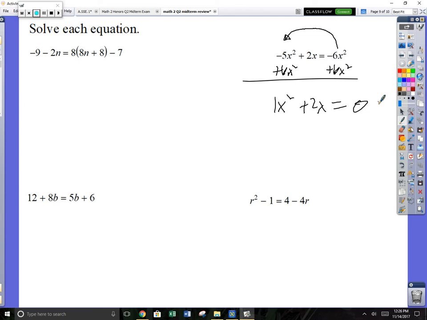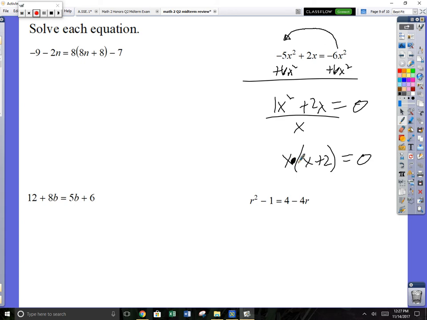Now we want to factor it, turn it to a times problem. So if you factor this, take the greatest common factor out, divide both of these by x. So it's going to be x times x plus 2 equals 0. Okay, now we got what we want.